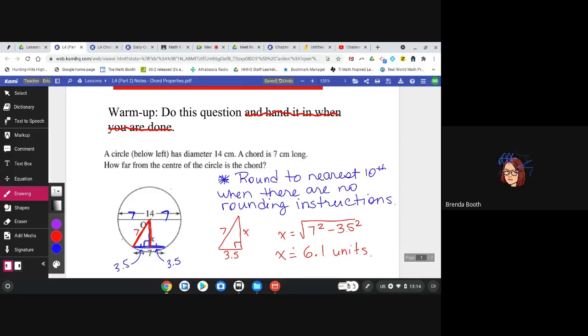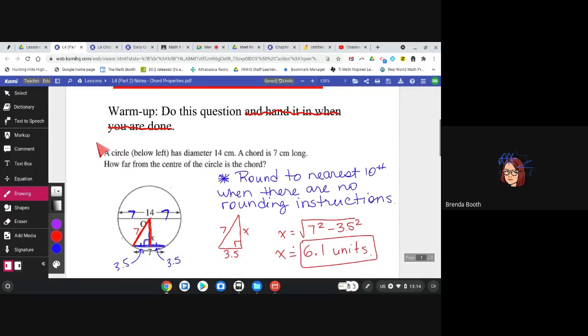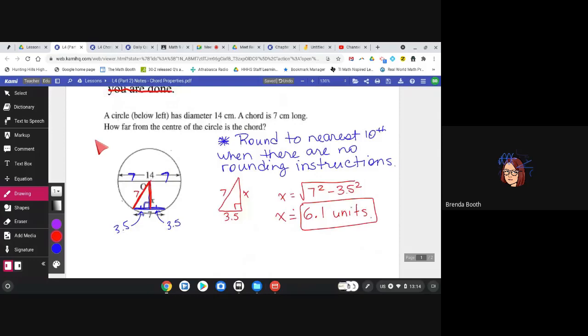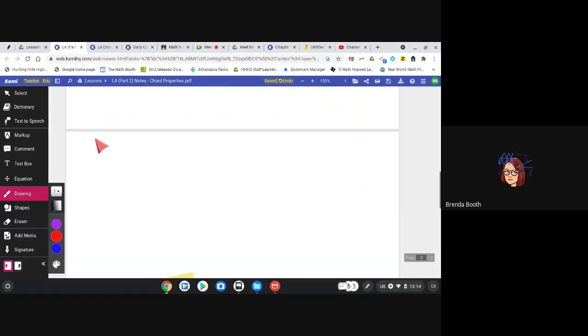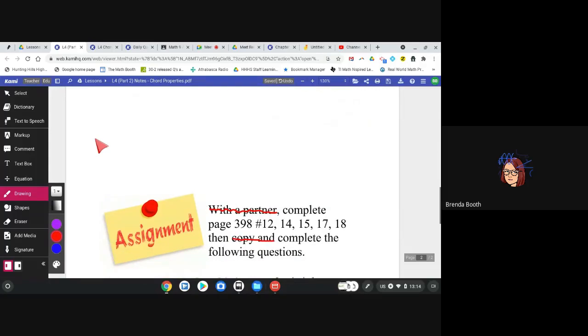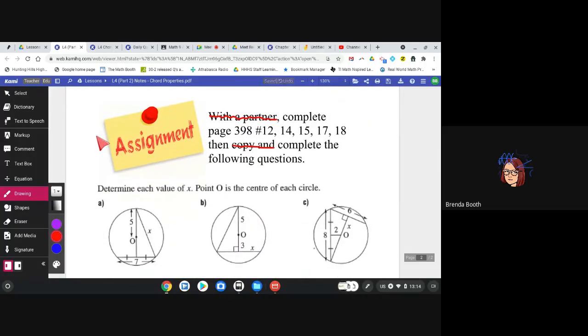All right, looks good. So guys, today is our second day of chord properties. We're not learning any new properties. We're just going to continue with the practice work. Questions are going to get a little trickier today, but the more practice you do, the easier it really will get. So guys, there's kind of 2 parts to our assignment.